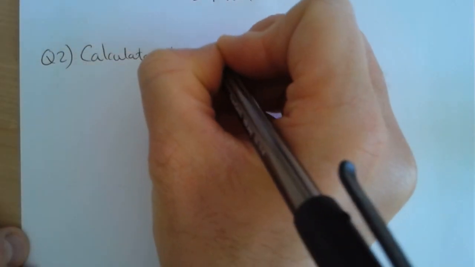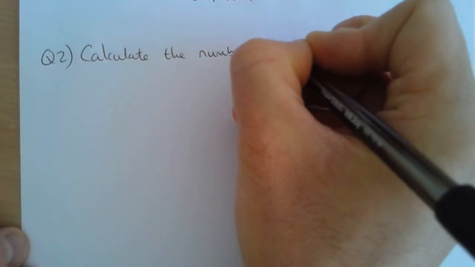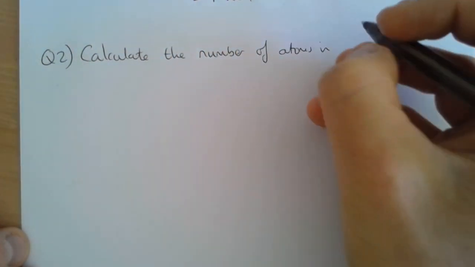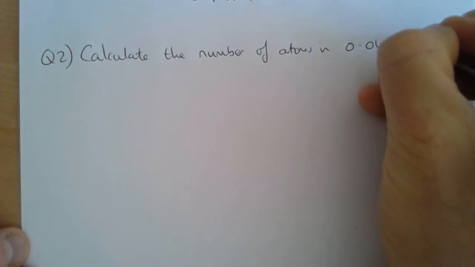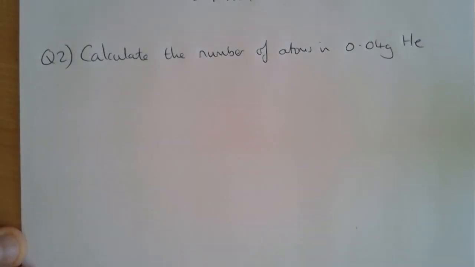Let's have a look at another example. We'll move through this one a bit quicker because we don't need to spend quite as much time on it. So we're going to calculate the number of atoms in 0.04 grams of the element helium.